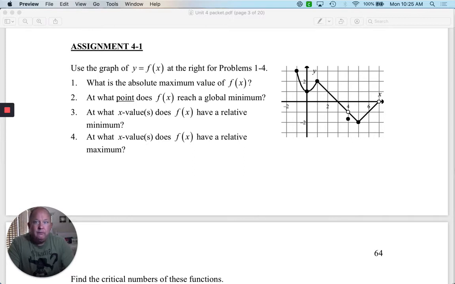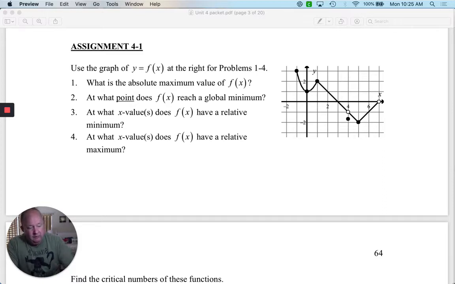And so there is some vocabulary here that we need to understand. So when we get to it, we'll go over it. So as you can see on the screen here, you see assignment 4.1. It says use the graph to the right and then write down what is the absolute maximum value. So what does that mean? So absolute maximum value is the highest y-coordinate or the greatest y-coordinate and only the y-coordinate.